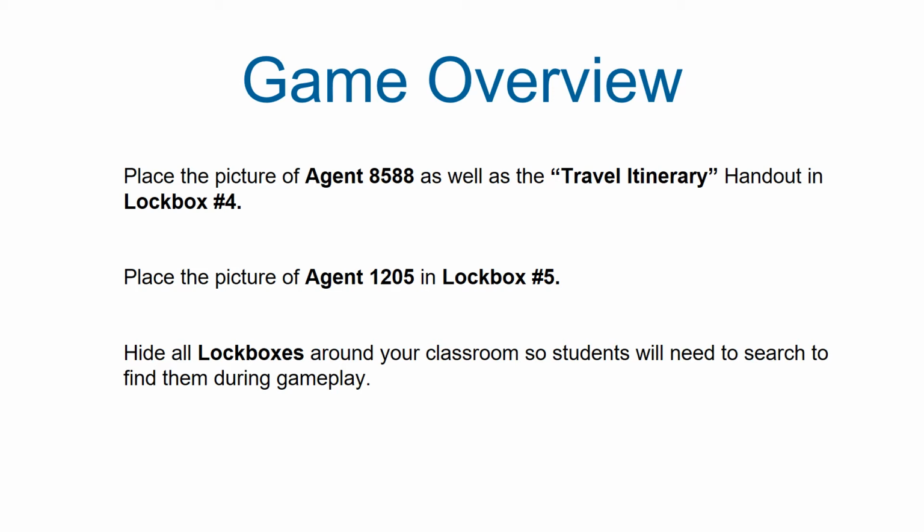Next, place the picture of Agent 8588 as well as the travel itinerary handout in lockbox number 4. You can lock it and then hide it around the classroom. Next, place the picture of Agent 1205 in lockbox number 5. Lock it and you can also hide that around the classroom. As I mentioned, ensure that you've hidden all the lockboxes around the classroom so students will need to search for them during gameplay.